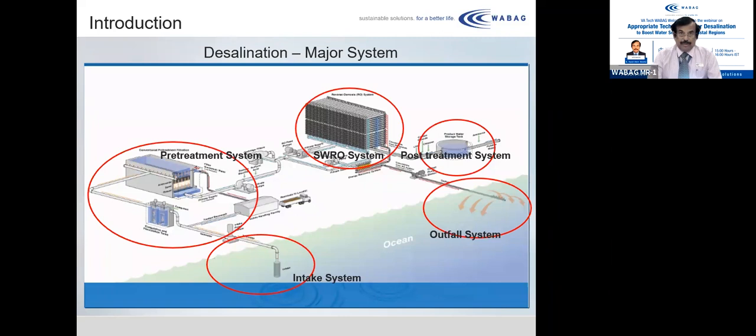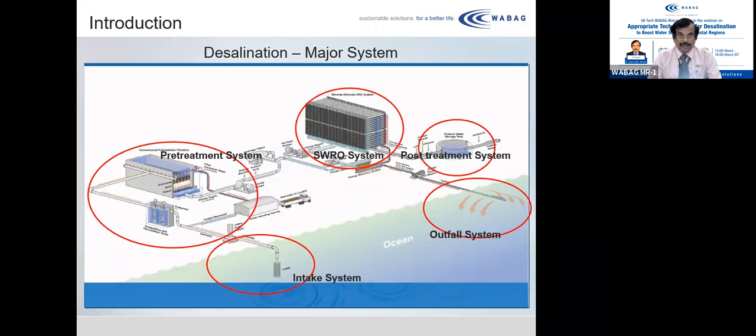Many people will be very familiar with the seawater reverse osmosis plant. For the benefit of all who are joining for this webinar, I would like to mention that there are 5 major systems in any desalination plant. They are the intake system, the function of which is to bring the seawater from the source to the plant area, and the pre-treatment system, which treats this water and makes it suitable for its admission into the seawater reverse osmosis system, because there are some stipulated conditions given by the membrane manufacturer for its safe operation, and we have to meet those conditions.